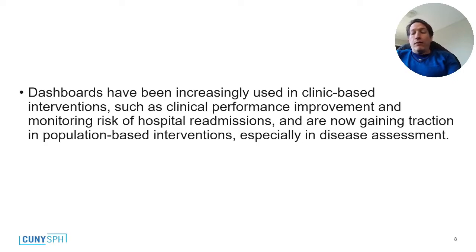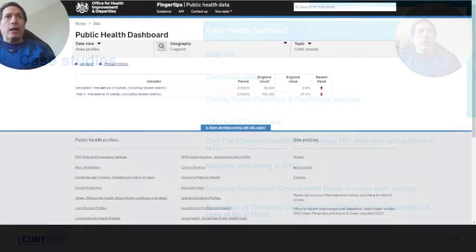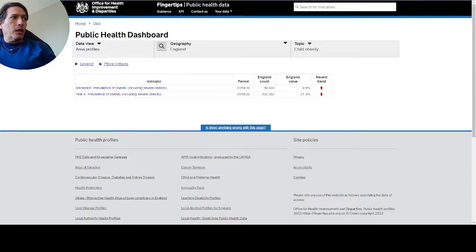Then, as I said, we are going to approach this through a series of case studies and different examples that are going to help us illustrate how this can be done in the public health domain. Let's start with an interesting dashboard, the public health dashboard created in the UK. This is a solution from the Office for Health Improvement and Disparities in the United Kingdom, and they have a series of tools, and we are going to focus right now on the public health dashboard.